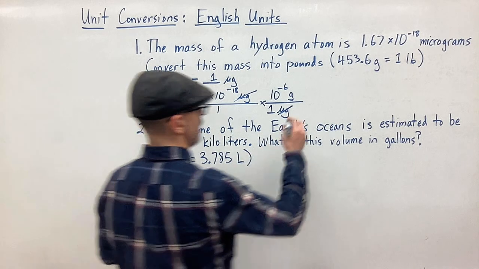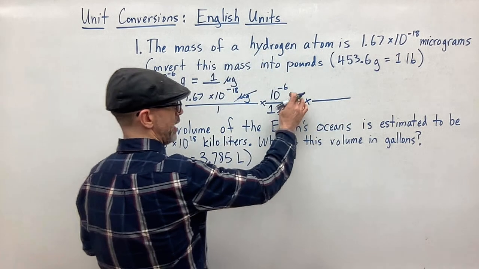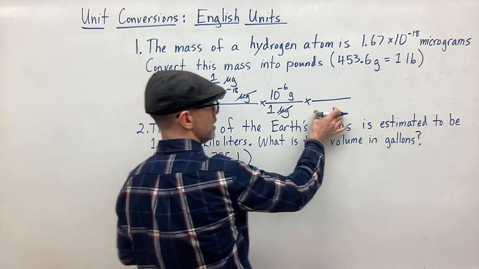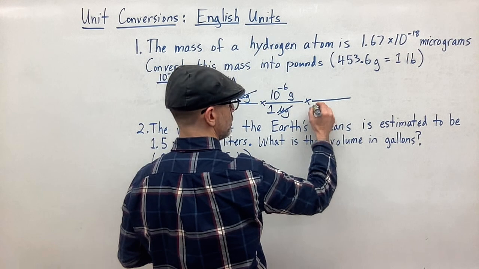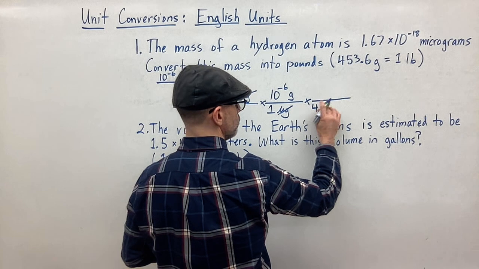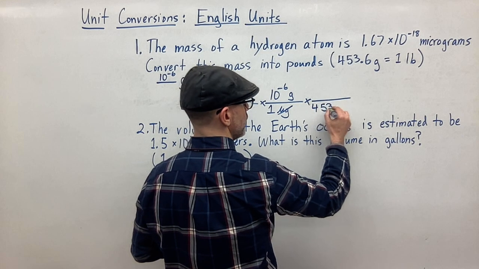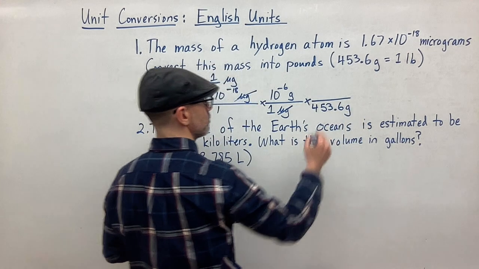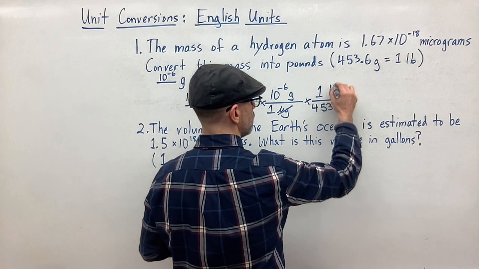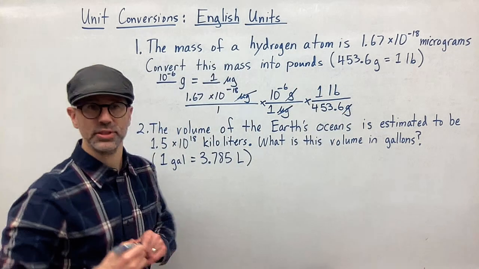So I do the same thing again. I set up my conversion factor. I have grams on top, so I'm going to want grams on the bottom. So I'm going to take 453.6 and put that on the bottom, 453.6 grams on the bottom and 1 pound on top. So grams cancels out. Now I have pounds and I'm done.